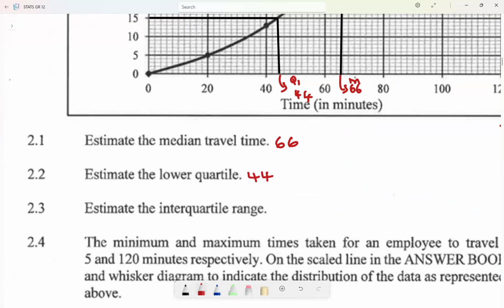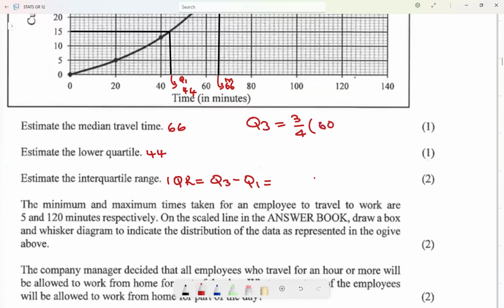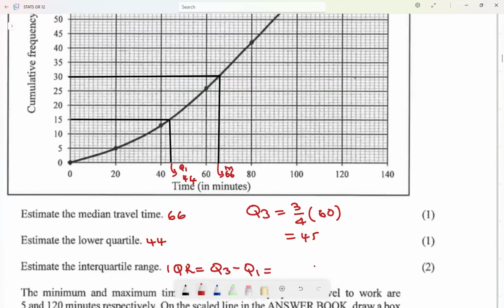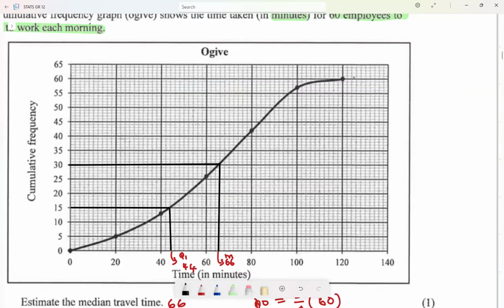Estimate the interquartile range. How do you find the interquartile range, guys? Remember the formula for interquartile range? It is Q3 minus Q1. What is Q3? We do not know. Minus Q1, which we have. So we need to find quartile 3. The position for quartile 3 is 3 divided by 4 multiplied by 60. Therefore, it will be something like 45. This is the position for quartile 3, so let's go to 45 and estimate that.